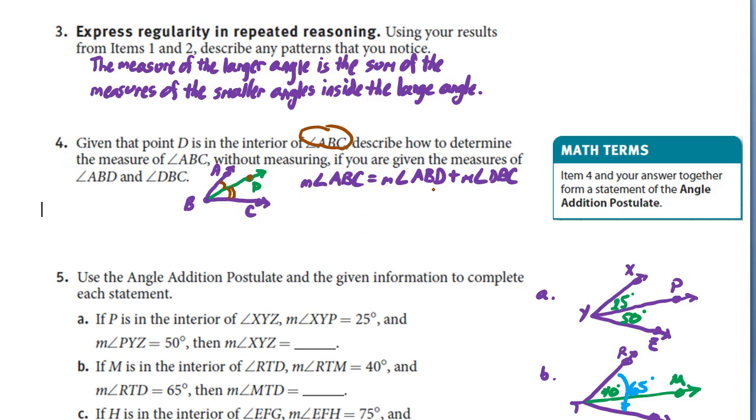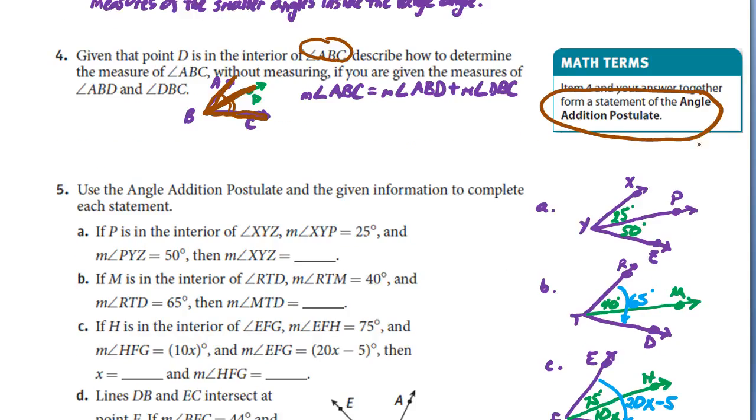And I've written that out in symbols. The measure of angle ABC, that's this large one, is equal to the measure of angle ABD, that's this one, plus the measure of angle DBC, and that's this one here. So those 2 angles inside the large one can be added together. That is called the angle addition postulate. It's a lot like the segment addition postulate.